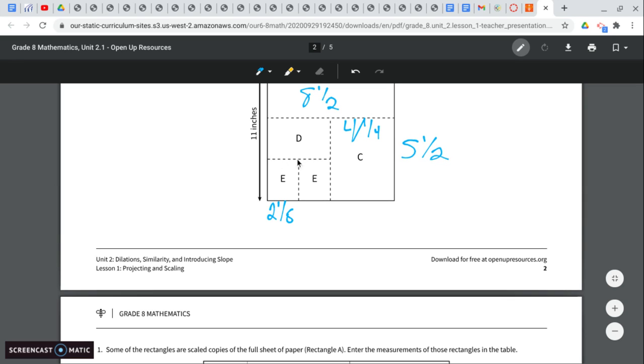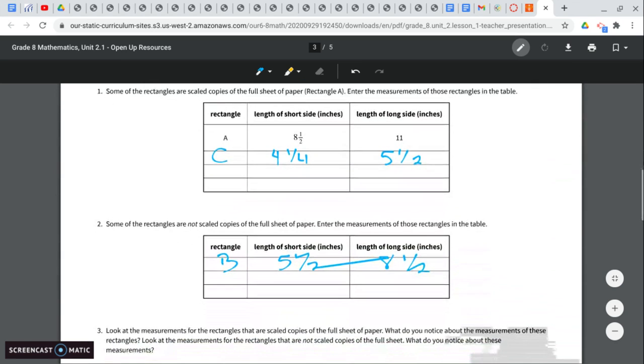Then take our 5.5. This is split in half. So 5.5 divided by 2 is going to be 2 3/4, which also helps give us the dimensions of D. We know it's going to be 4.25 by 2 3/4. So for E, which is a scaled copy, we're going to have 2 1/8 by 2 3/4. And for D, sorry about the random weird lines, it's going to be 2 3/4 by 4.25.